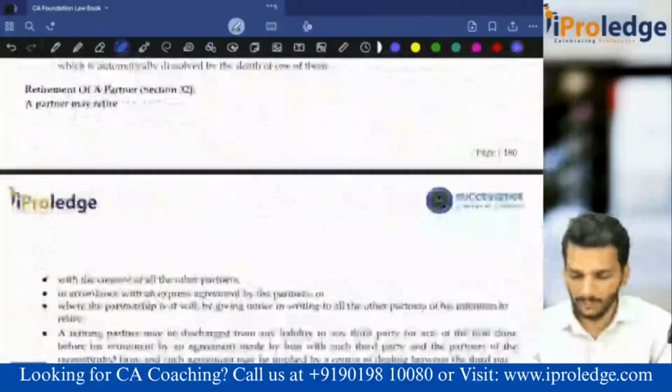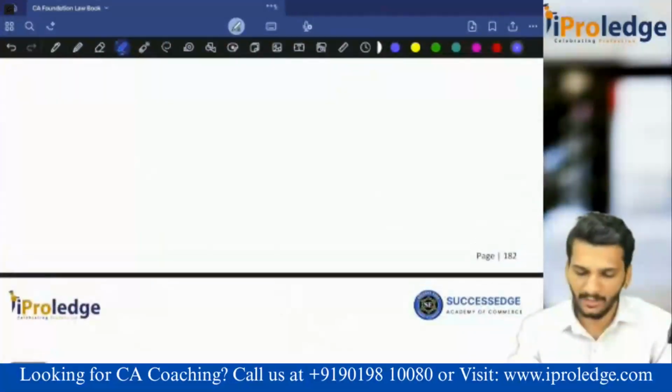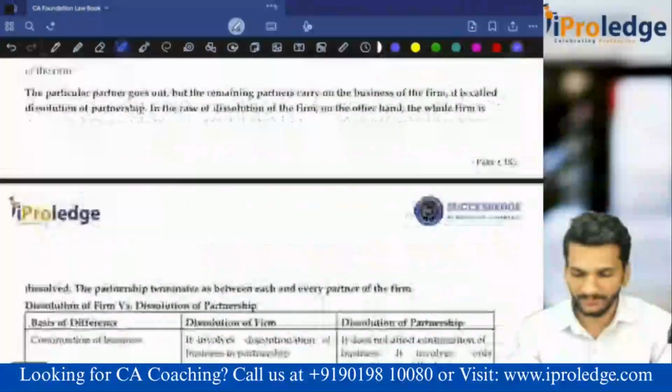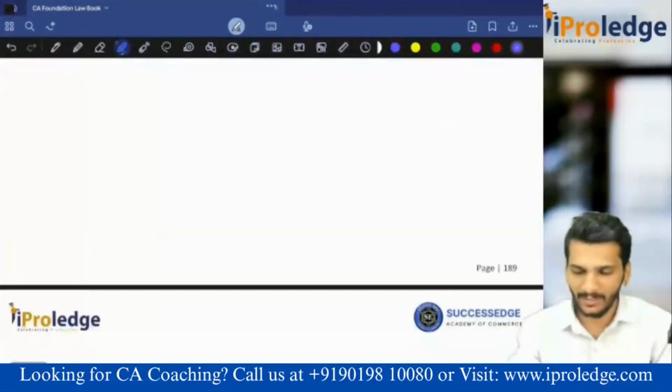Then unit number 2, then unit number 3, then we'll take a beautiful break. Unit number 3 is small only.